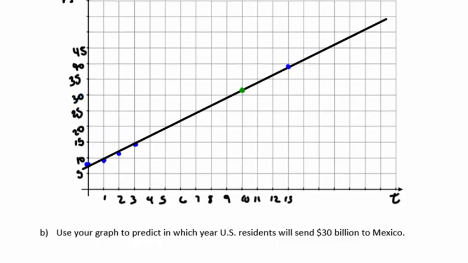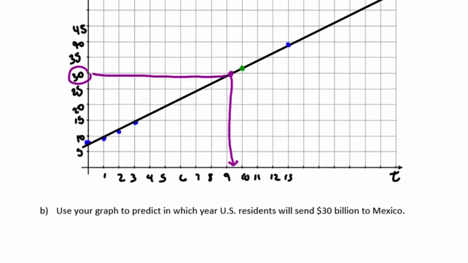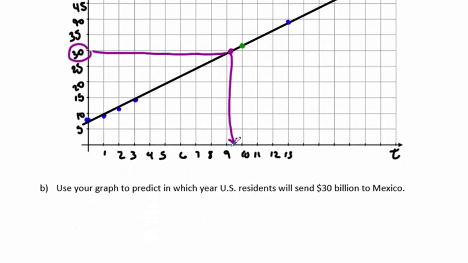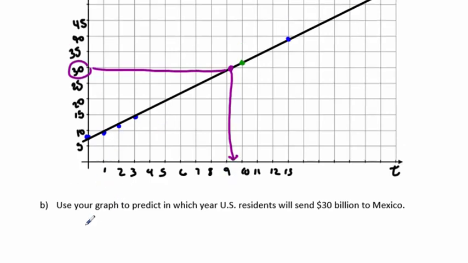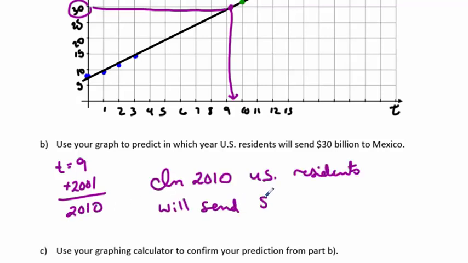Now we want to use this graph to predict in which year the U.S. residents will send $30 billion to Mexico. So it looks like our graph is going to intersect 30 billion about here, which will put us at about 9.1 or 2. Though we'll be in the year that is 9 years since 2001. So a t value of 9 will give us the year 2010. In 2010, U.S. residents will send $30 billion to Mexico.